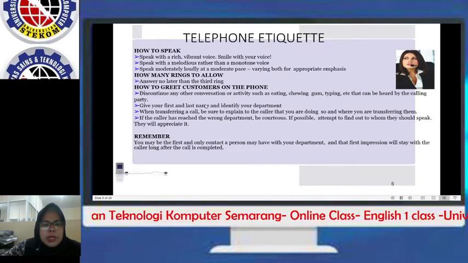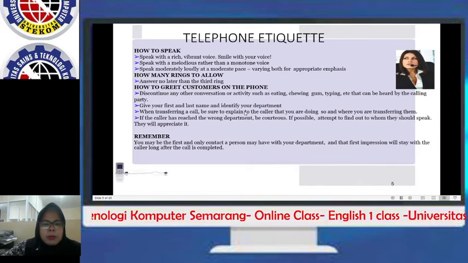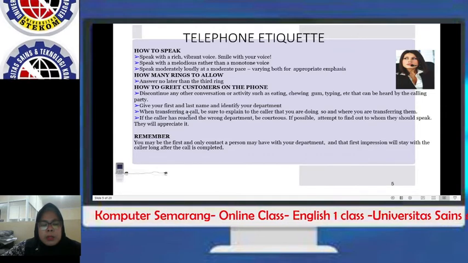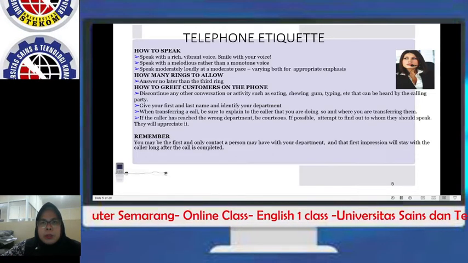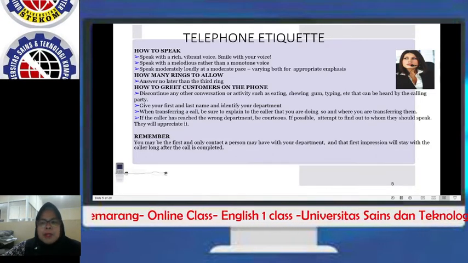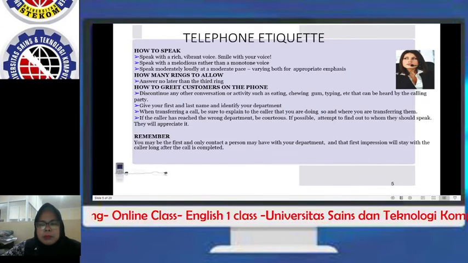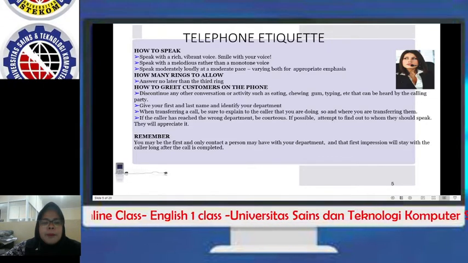And then give your first and last name and identify your department. Jadi menjawab telepon itu juga menyebutkan nama Anda dan juga dari departemen mana Anda bekerja, di posisi departemen mana.